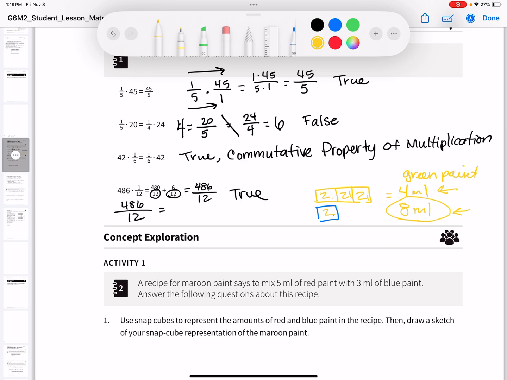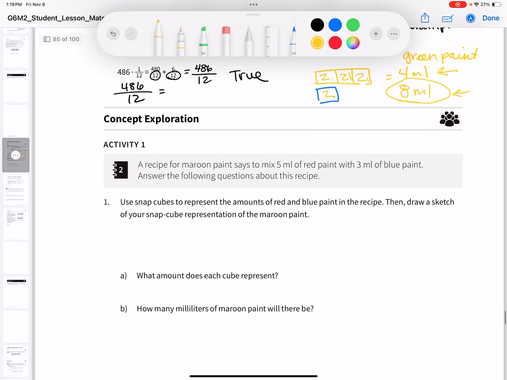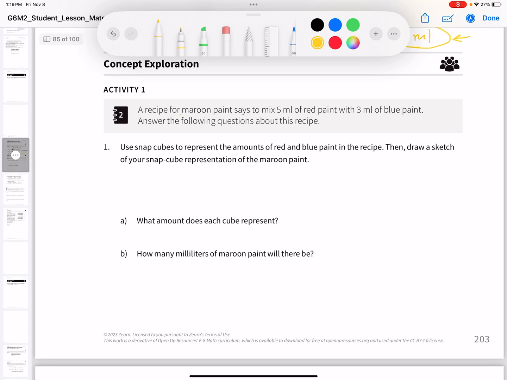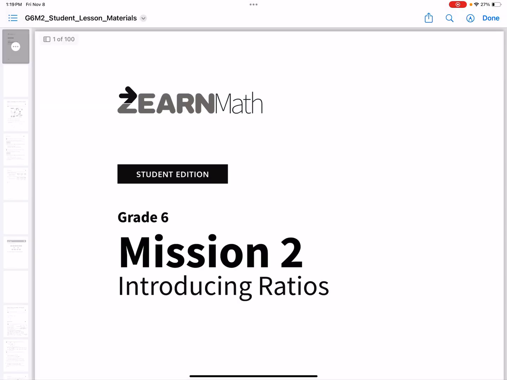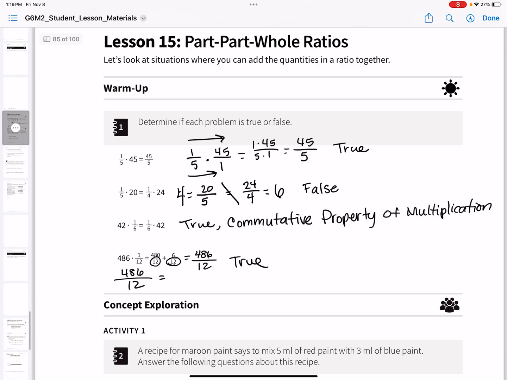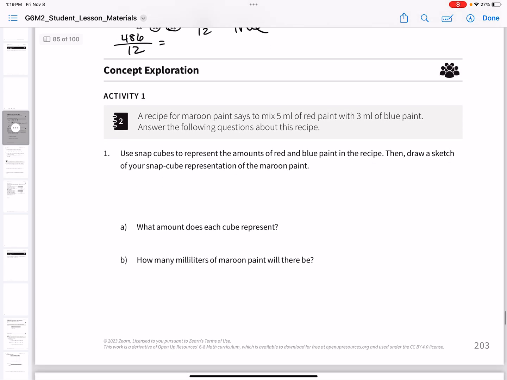All right, so let's look at this activity 1. It says a recipe for maroon paint says, I don't know why it does that on me. A recipe for maroon paint says to mix 5 milliliters of red paint with 3 milliliters of blue paint. Answer the following questions about this recipe. Use snap cubes to represent the amounts of red and blue paint in the recipe. We're actually just going to skip and draw the sketch of our snap cubes.